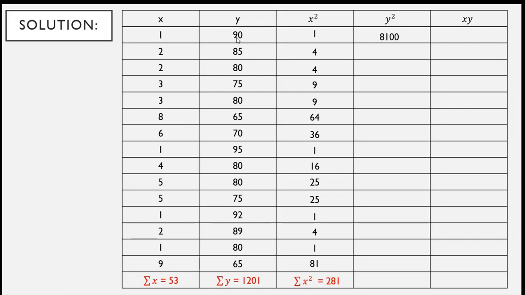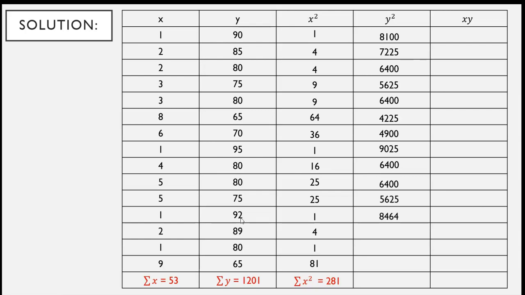So first we have 90 squared is 8,100. 85 squared is 7,225. 80 squared is 6,400. 75 squared is 5,625. 80 squared is 6,400. 65 squared is 4,225. 70 squared is 4,900. 95 squared is 9,225. 80 squared is 6,400. 80 squared is 6,400. 75 squared is 5,625.